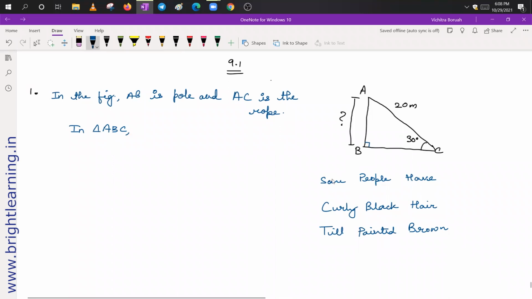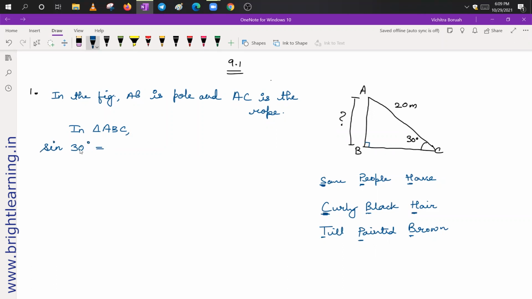So just remember this statement: some people have curly black hair till painted brown. S means sine, so sine is equal to perpendicular upon hypotenuse. C means cos, cos is equal to base upon hypotenuse, and tan is equal to perpendicular upon base. Just remember the sentence and you will remember the formulas also. Here we need to find the length of the perpendicular and we are given the hypotenuse. So which trigonometric ratio will we use? We will use sine 30 degree.